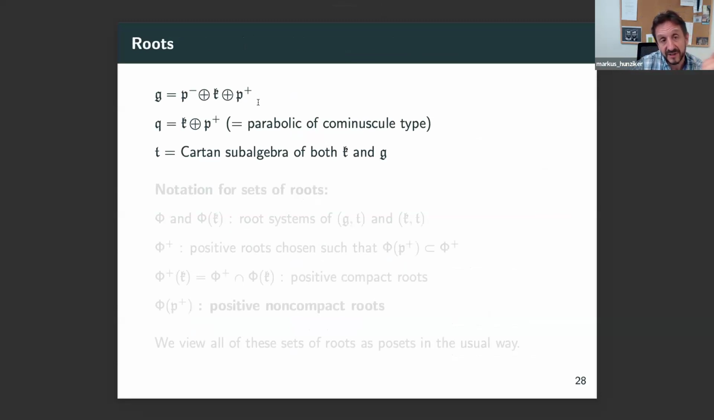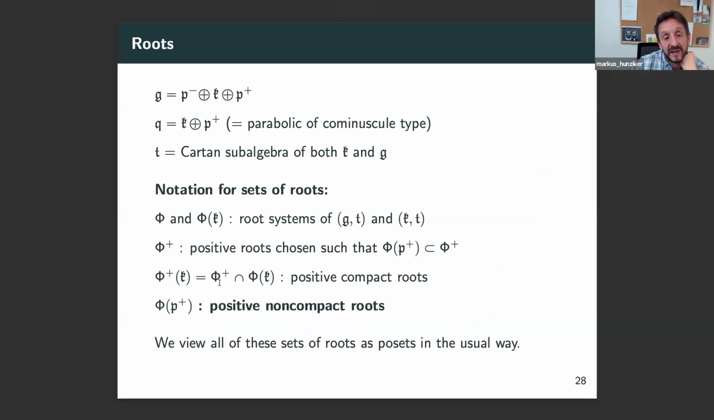This triangular decomposition is just as we had it before in our special case. An important object for me is the so-called poset of positive non-compact roots. So these are the roots such that the root spaces are in P plus.